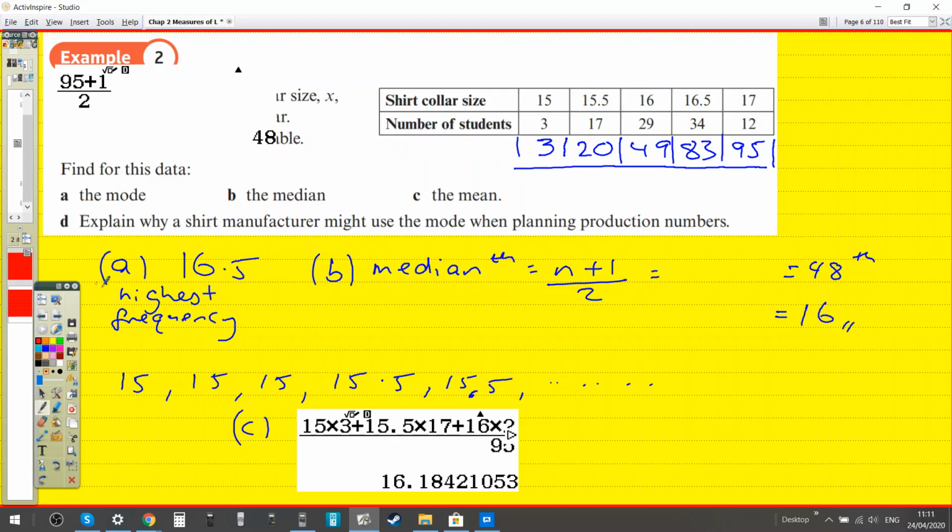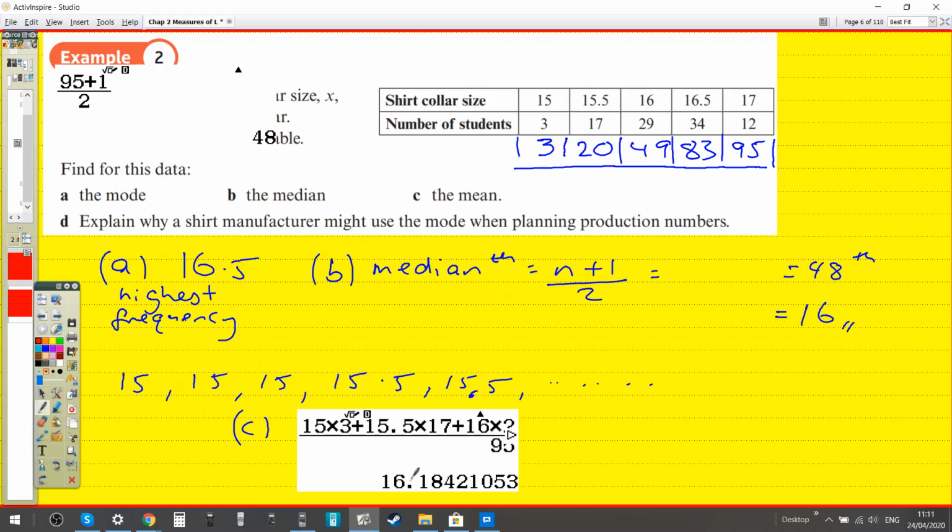Because that's the size they'll make the most profit from. Why is that? Because if they've sold the most shirts in that size, they've made the most profit from that size over the others. That's it. Why would they not use the mean? Because the mean just tells them the average of the shirt size. It's probably not useful information for them.